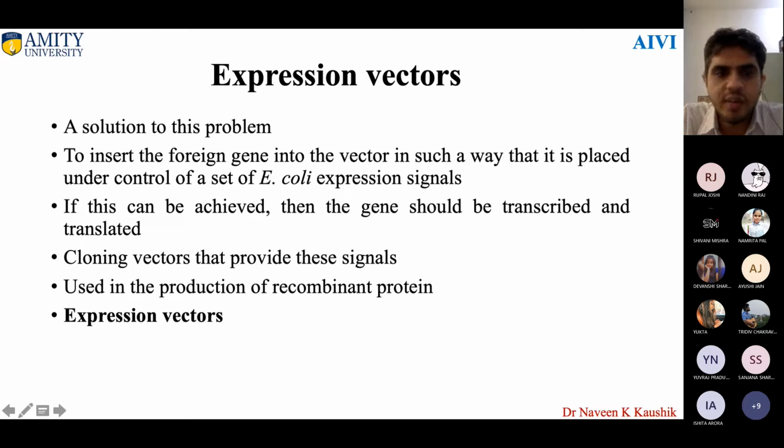Then the gene should be transcribed and translated. Cloning vectors that provide these signals are able to express and produce recombinant proteins, and such vectors are called expression vectors. So these are the vectors which contain the expression signals. Expression signals means upstream there should be a promoter and ribosome recognition site, and downstream it should have a terminator sequence. Upstream means before your gene, and downstream means after your gene.